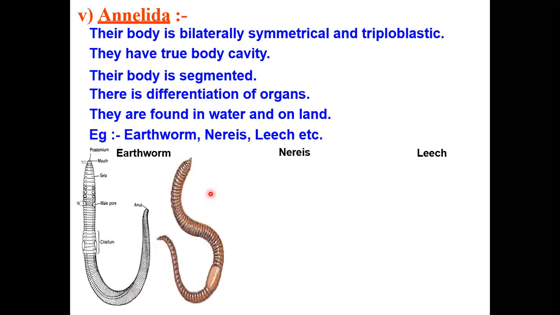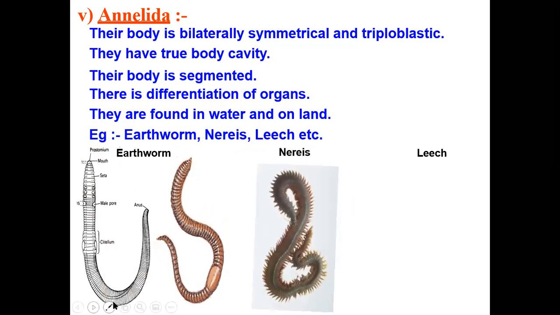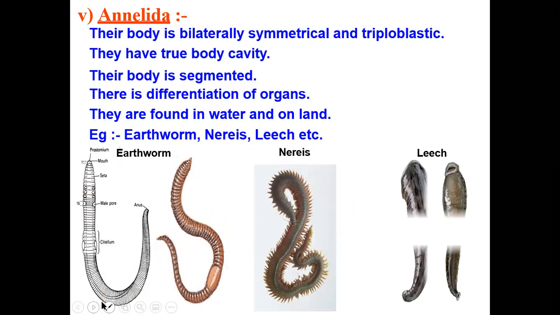This is the structure of earthworm. This is the structure of Nereis. And this is the structure of leech. These all are examples of Annelida.